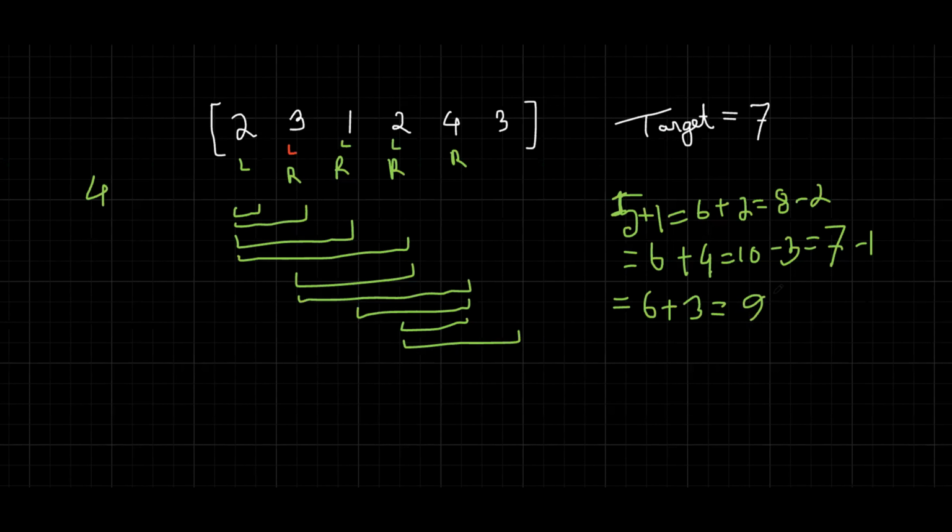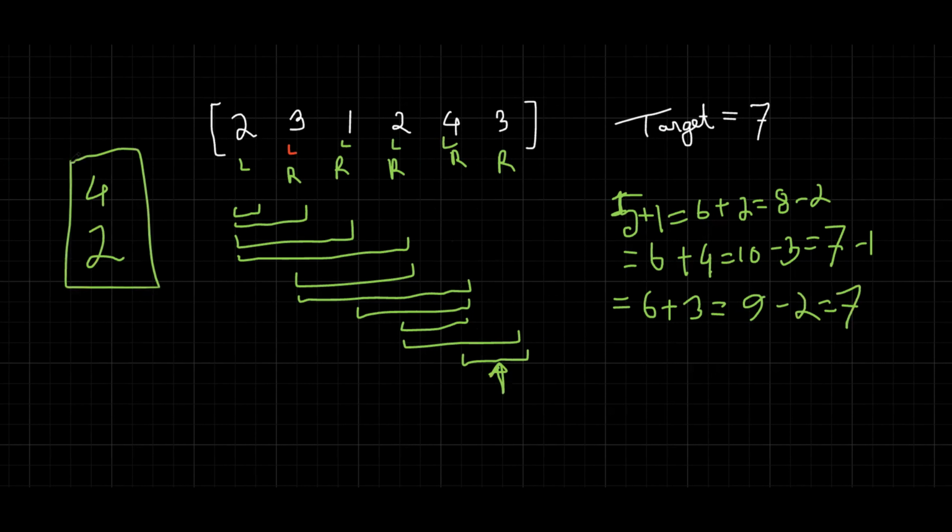Now 9 is greater than 7. So we have to shift our left pointer, and the right pointer is here. So our window is this. So we have to subtract 2 from 9, and it will become 7. And the length of this window is 2. So now from these window sizes, we can see that the minimum is 2. And the answer for this problem is 2.